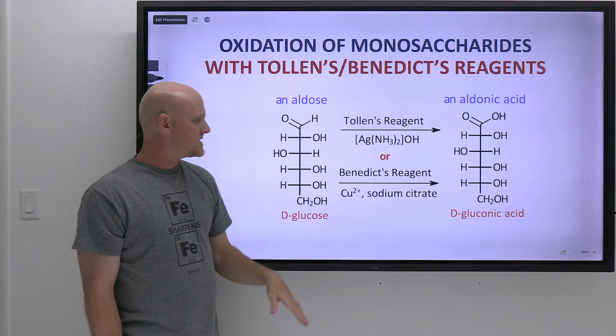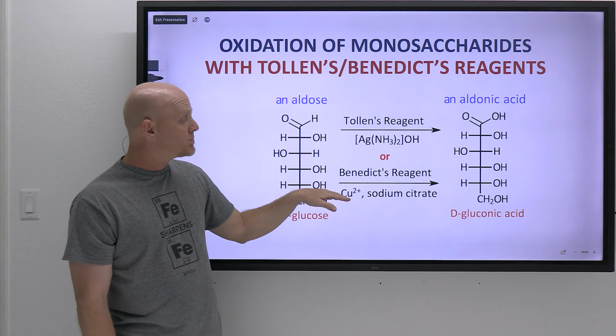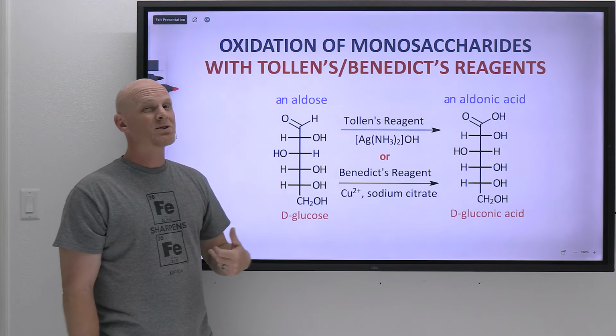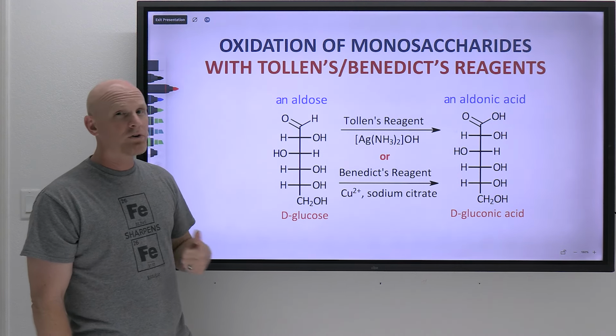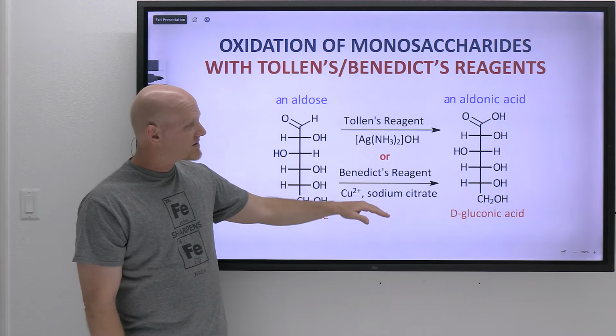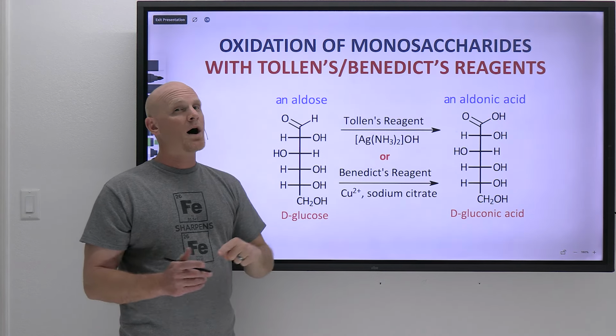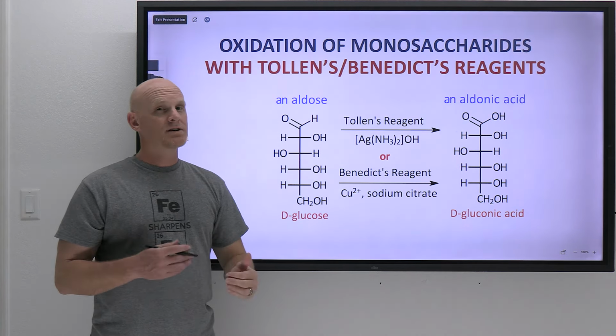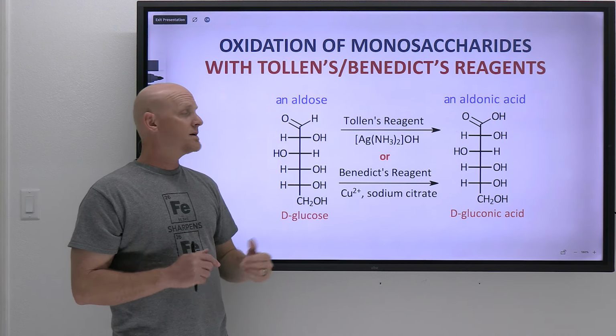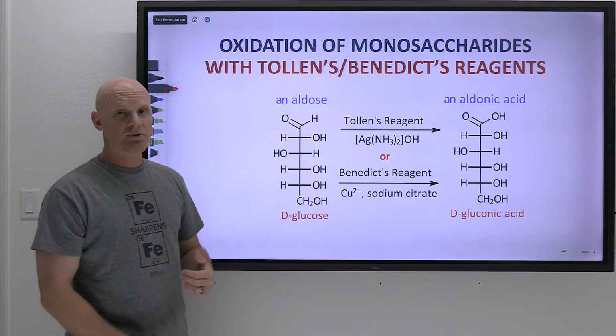And then Benedict's reagent is a cupric solution of sodium citrate, and there's also sodium carbonate in there, which is also going to make it a basic solution. The fact that these are both basic solutions means isomerizations are now possible with aldoses and ketoses, and that'll be important when we start talking about considering these reactions for a ketose.